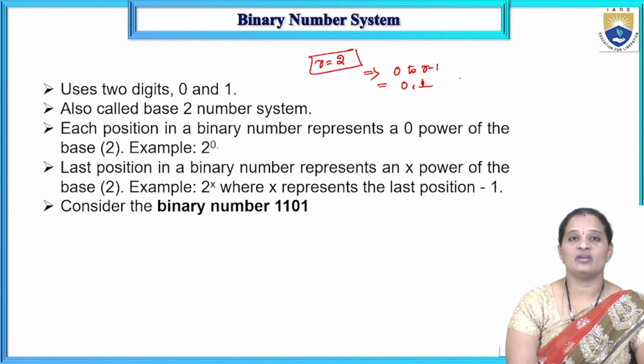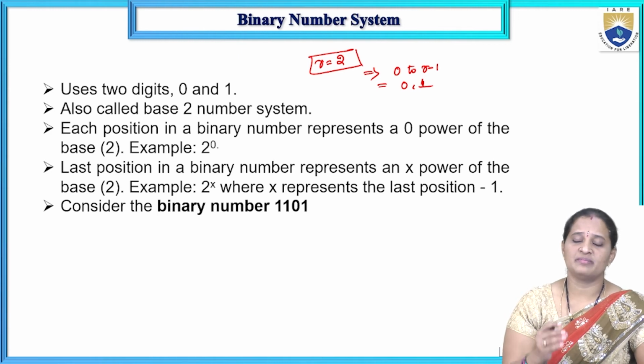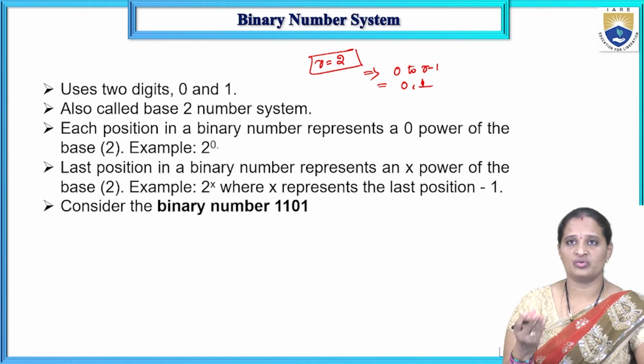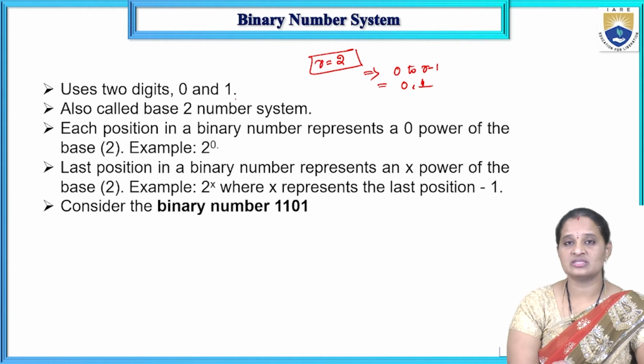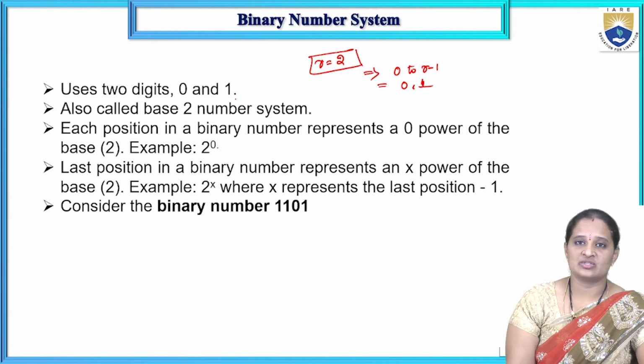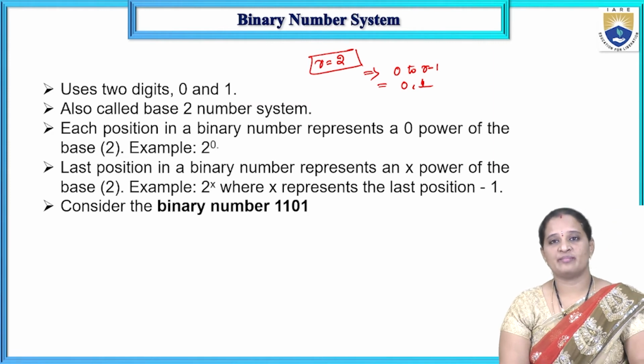So 0 and 1 are the two digits that are used in the binary number system. That means whatever number you construct using the binary number system will consist of only two symbols, 0 and 1. And this is also called the base 2 number system.